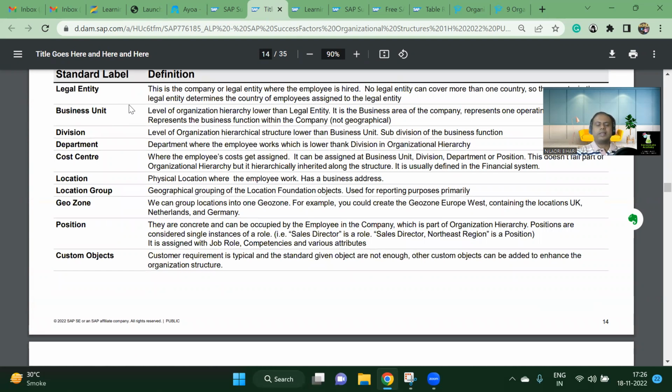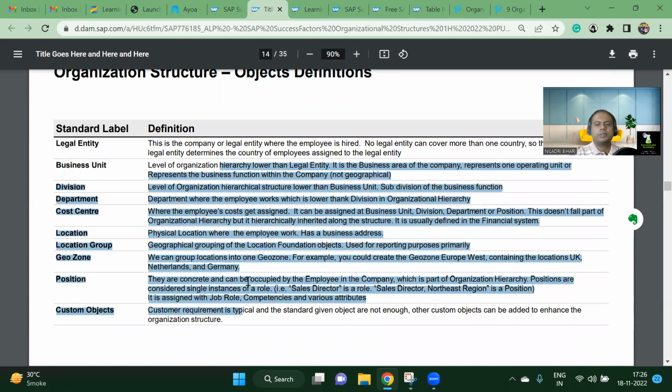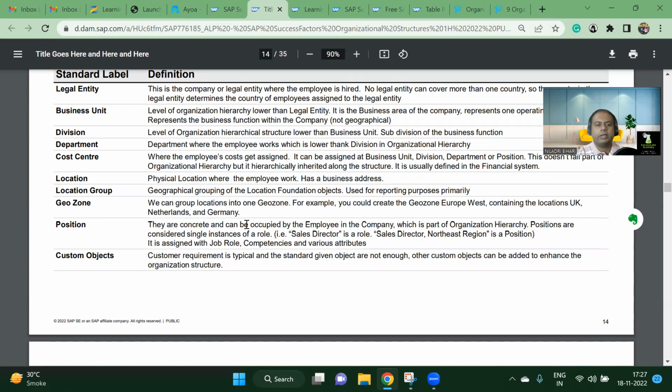For people who are starting new, what is a legal entity, you may not know, right? So what is a legal entity? What is a business unit? What is a division? What are the departments, right? So I recommend also understanding the examples, okay? Here we have all the object definitions. Understand from the definition, and at the same time, understand the examples. In some cases, I think they have already given an example.